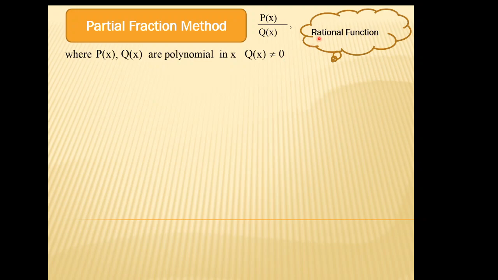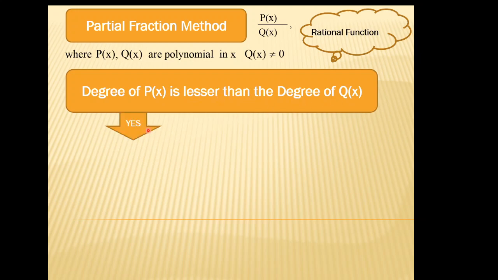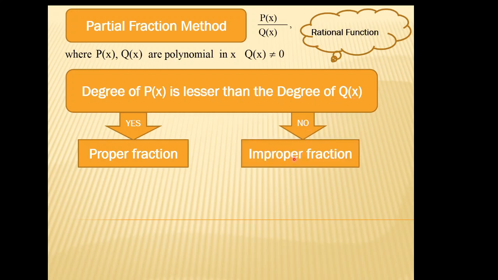Now, rational functions are of two types: proper function and improper function. That is decided by comparing the degrees. If the degree of p(x) is less than the degree of q(x), then such functions are called proper functions or proper fractions. If it deviates from this, that is, if the degree of p(x) is greater than or equal to the degree of q(x), then such functions are called improper functions.